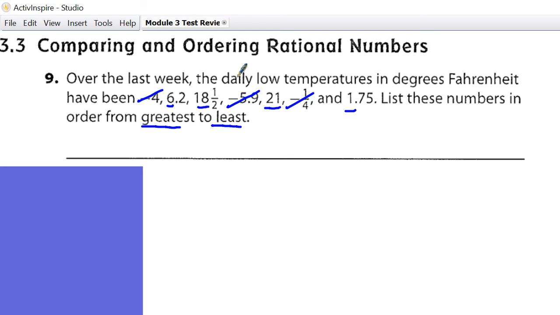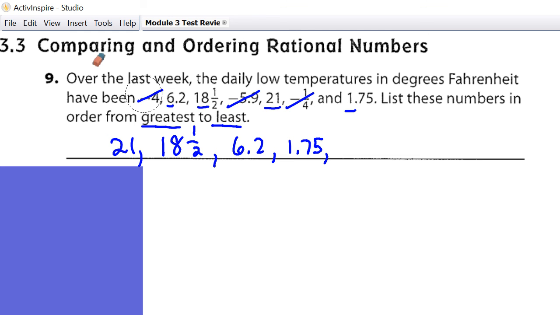Well, just use common sense. Obviously, the greatest value there is 21. Obviously, the next greatest value there is 18.5. If you're worried about the fractions, then you're kind of overthinking it. Obviously, the next greatest value there is 6 and 2/10. Obviously, the next greatest value there is 1 75/100. I got all my whole numbers there, and I didn't have to use any of my fractions.